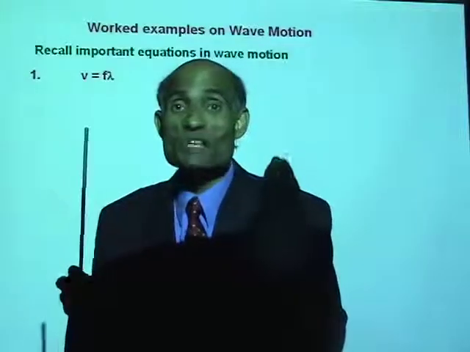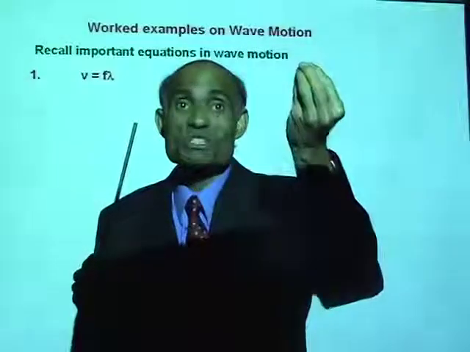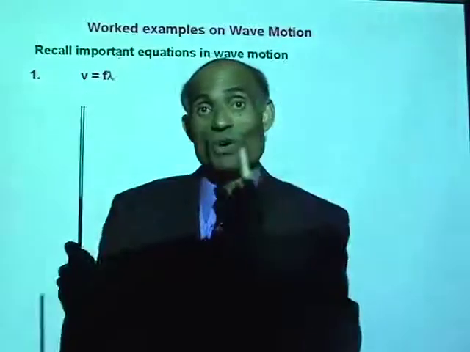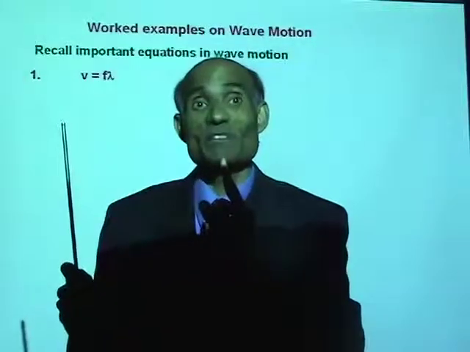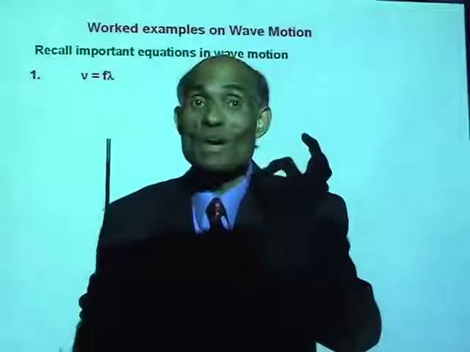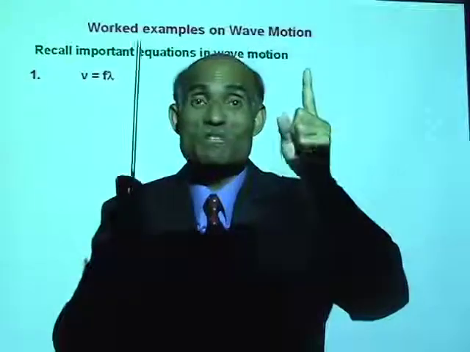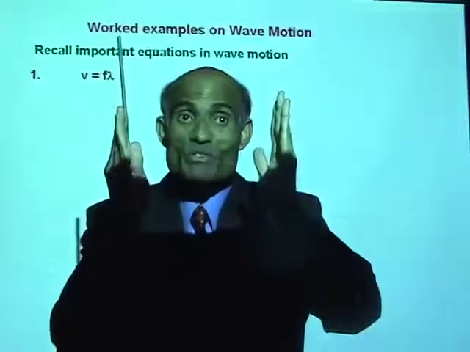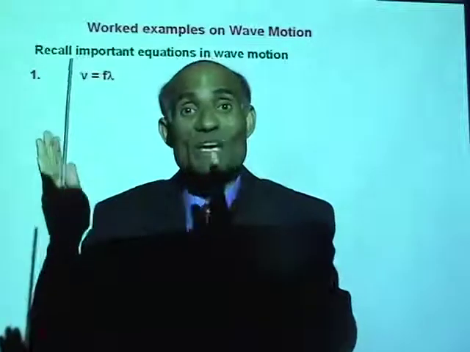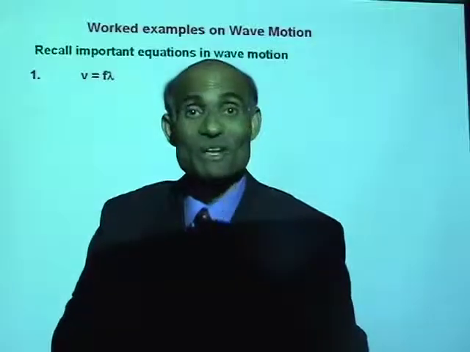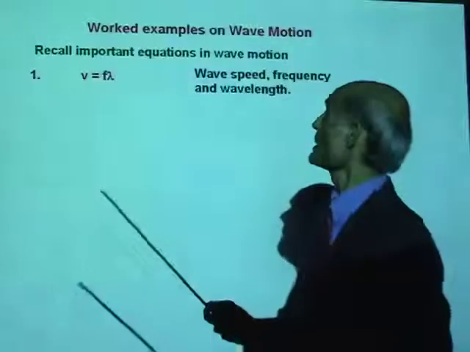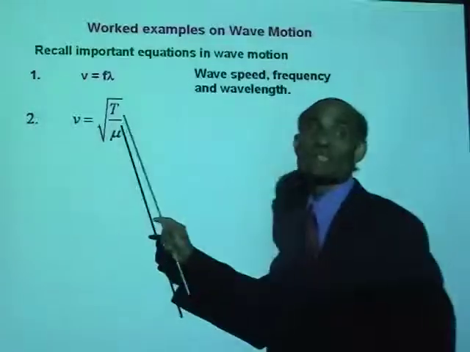And for a transverse wave, it's the distance between two nearest or adjacent crests or two adjacent troughs. For a longitudinal wave, it will be the distance between two adjacent high pressure regions or two adjacent low pressure regions. Okay, what is the second formula that we looked at?